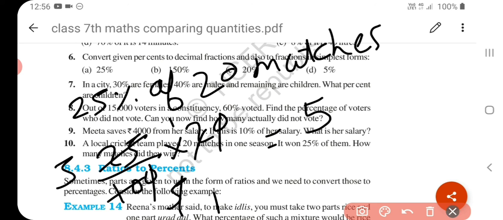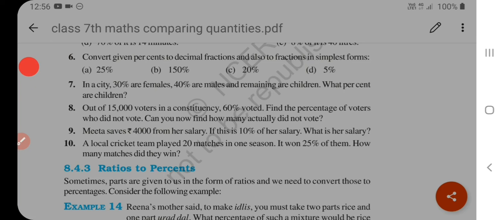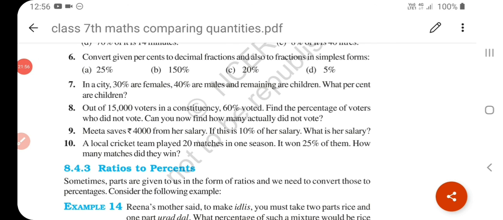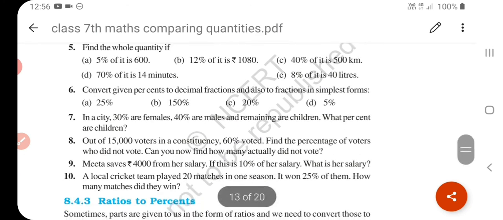So first of all you have to write what is given. Total number of matches played is 20, and part of matches won is 25%. So you have to find 25% of 20 matches. So you can get 25 upon 100 into 20. So your answer is 5. So the team won 5 matches. Understand. So this way you have to complete exercise 8.2. Complete questions 4, 5, 6, 7, 8, 9 and 10.